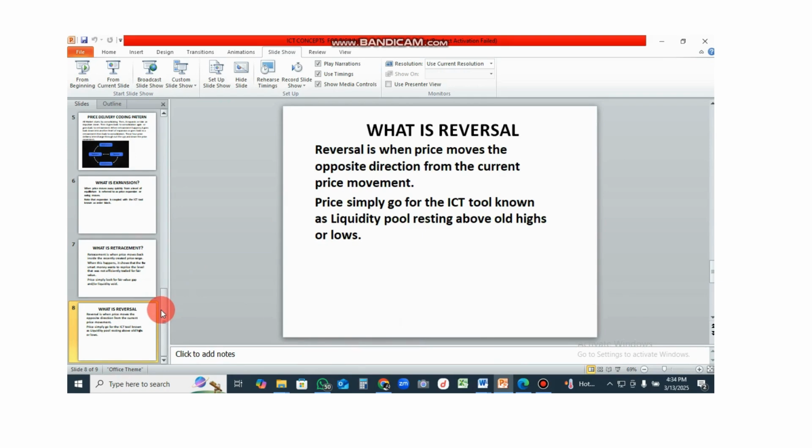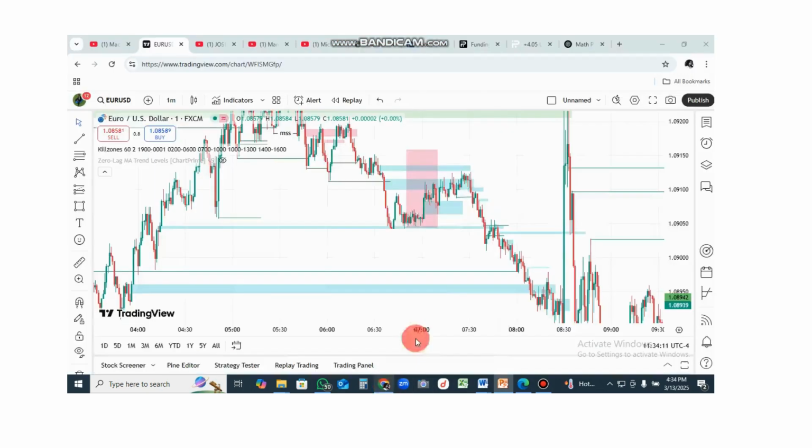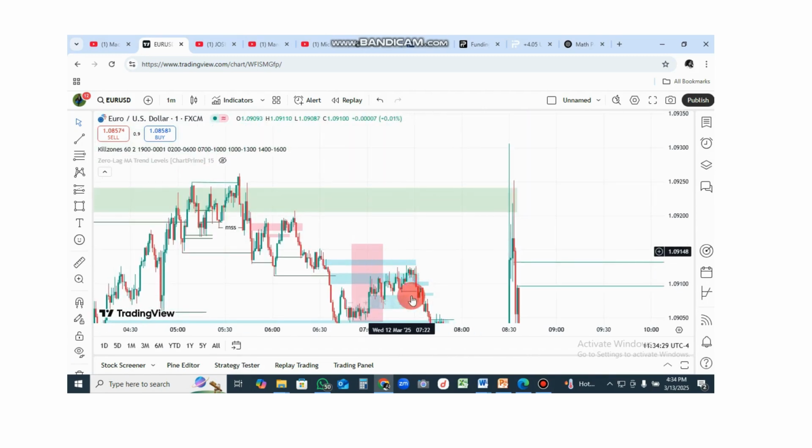So price simply goes for the ICT tool known as the what? Liquidity pool. Liquidity pool resting above where? Old high and old low. There's a liquidity pool right here. You see all this high is liquidity, so you have to be very careful where you put your stop loss. I'm going to be teaching you how to put your stop loss and your take profit in this channel.